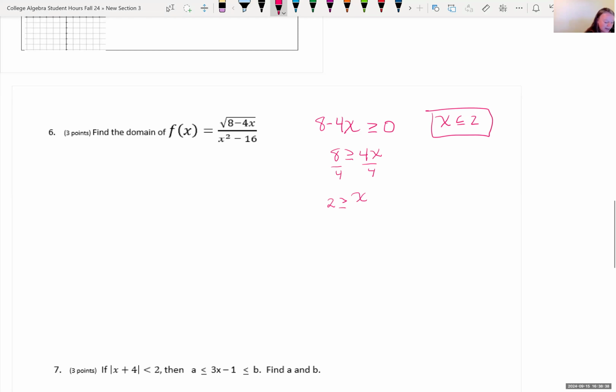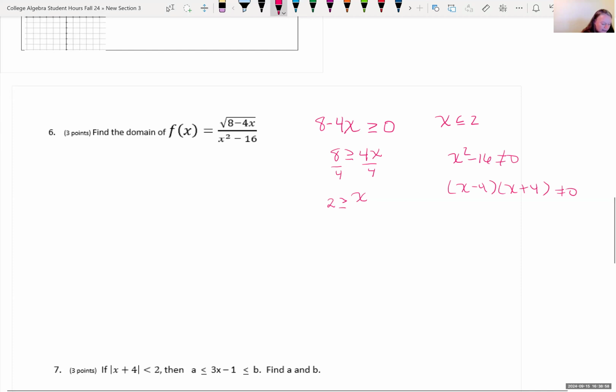Okay, that's part of my domain, but I also see that I have some variables in the denominator. So I'm worried about when is my denominator equal to 0. And so x squared minus 16 cannot be 0. I notice that that factors as x minus 4, x plus 4. x cannot be 4 and x cannot be negative 4. So for my domain for the radical, x had to be less than or equal to 2, but I noticed that x can't be negative 4, and negative 4 is less than 2.